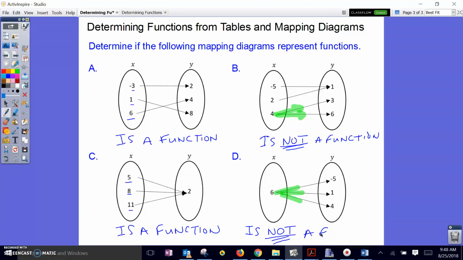a function. And that is how I determine from tables and mapping diagrams whether or not a relation is a function. That's the end of this video.